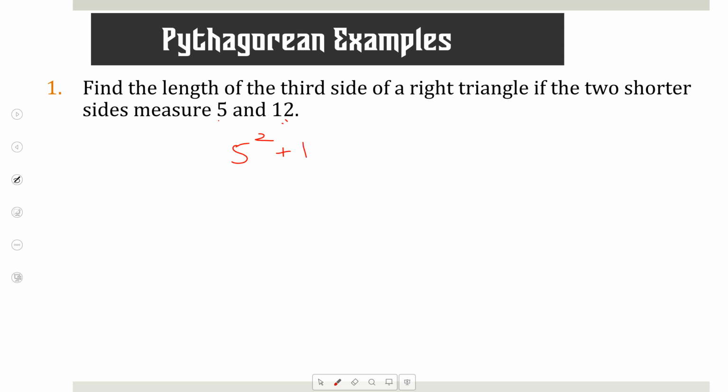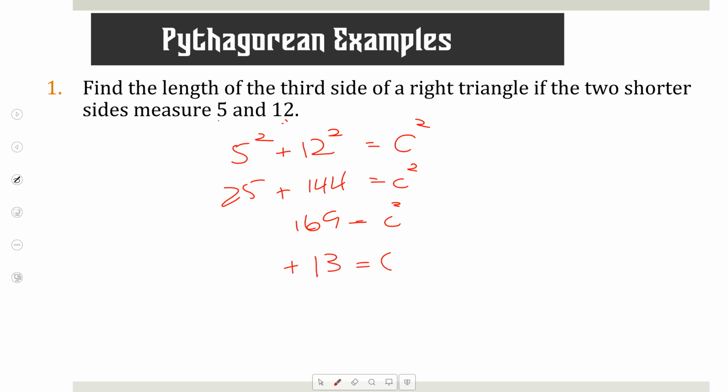5 squared plus 12 squared equals C squared. 25 plus 144 equals C squared. C squared is equal to 169. Take the square root of both sides. You get plus or minus 13. Okay, so we need to talk about this for a second. It seems I'm contradicting myself again when I tell you the following. We're only going to take 13 as an answer.